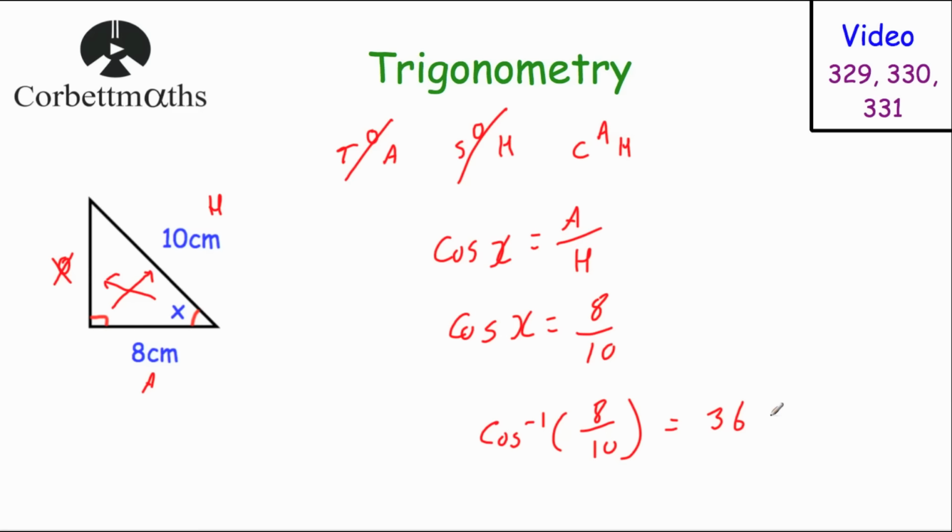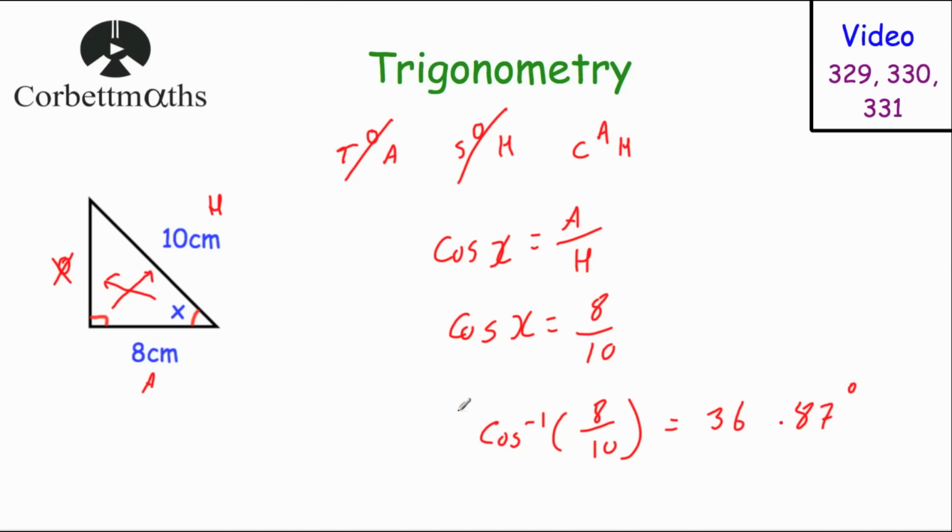And when you do that, you get an answer of 36.87 degrees to 2 decimal places, and that's it. So in this question, the first step was I labelled the sides: opposite, hypotenuse and adjacent. I then listed my triangles, and I crossed out any that were involving the opposite because we weren't dealing with the opposite in this question. And because we were finding the angle, I wrote cos x equals adjacent divided by hypotenuse. I then did the adjacent divided by hypotenuse, which is 8/10 or 0.8.